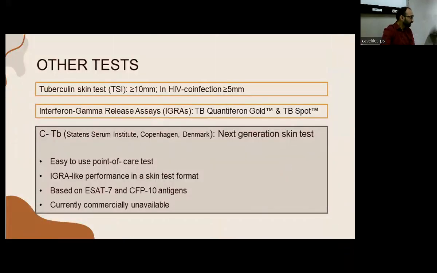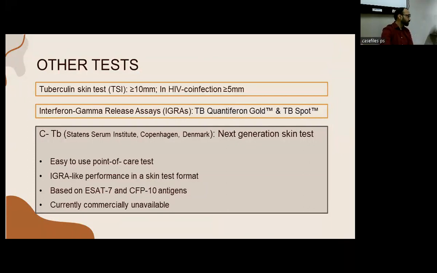The other ancillary tests for diagnosing TB are the tuberculin skin test, wherein more than 10 mm area of erythema is positive. But in the case of HIV co-infection, more than 5 mm is considered positive. Interferon gamma release assay is also done for TB, but these are only supportive.